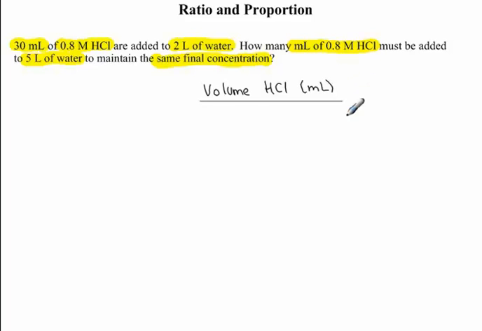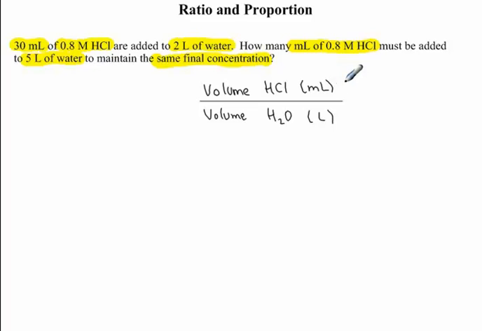The denominator of my ratio will be volume of water. So volume, and I'm going to put H2O for water. Now the volume for water is measured in liters. You might be wondering why we have different units. As long as we are consistent in having the volume of HCl in milliliters and the volume of water in liters, we can have these different units. But we need to ensure whenever we deal with the volume of water, it's in liters, and the volume of our acid is in milliliters.